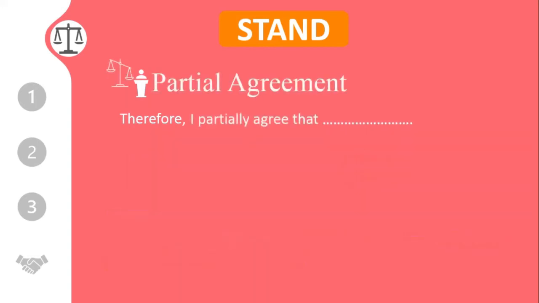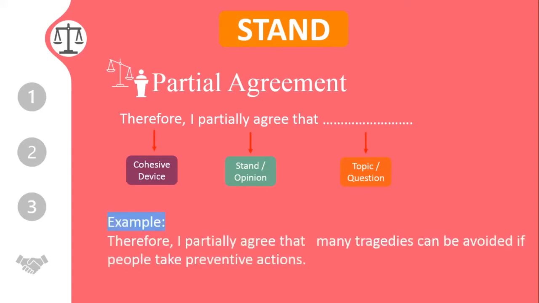If you have a neutral stand with the statement, you may indicate it clearly using the phrase "I partially agree with the statement" followed by the topic of discussion. For example, "Therefore, I partially agree that many tragedies can be avoided if people take preventive actions."